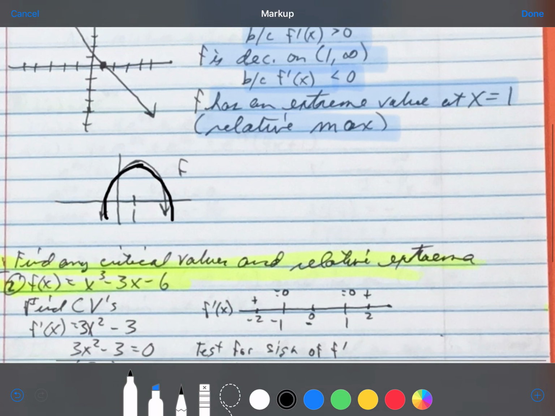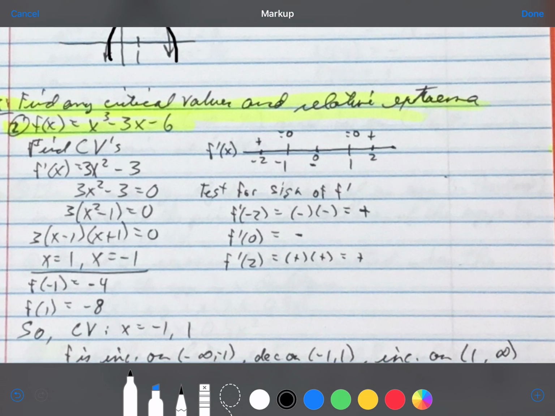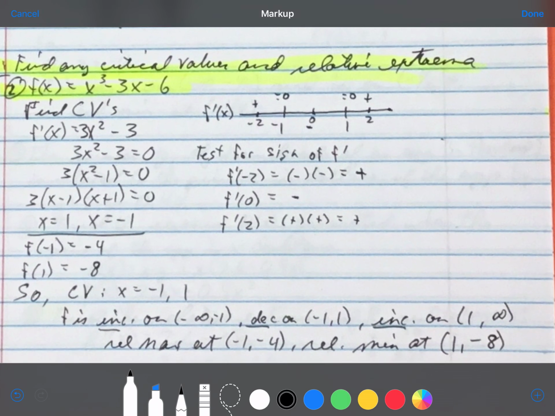Okay. Now, for the remainder of these, for the other couple of examples, we're going to focus on just finding the critical values. And so, taking the function, find the critical values of the function, make that determination as far as where the graph is increasing, decreasing, where we have those relative maximum minimum values. And so this is more of just the basic concept.